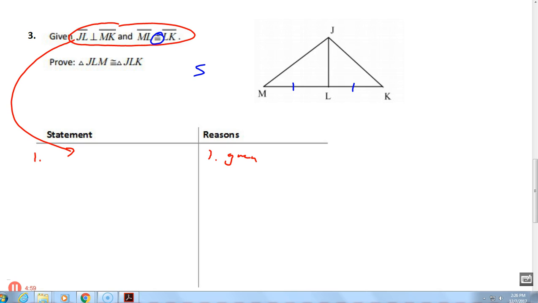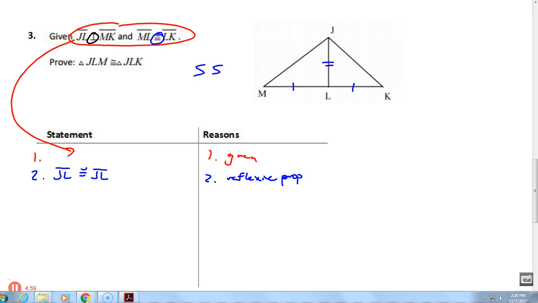Well, I do see a hidden feature. I do see that JL is congruent to itself. So that's the reflexive property. So I've just added another side into the mix. Now I squeeze the juice out of my given and I see that I have some perpendicular action going on.